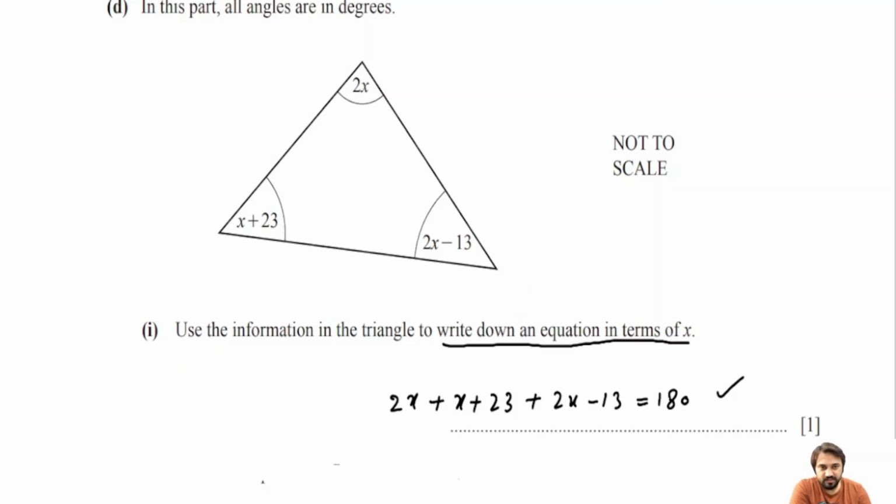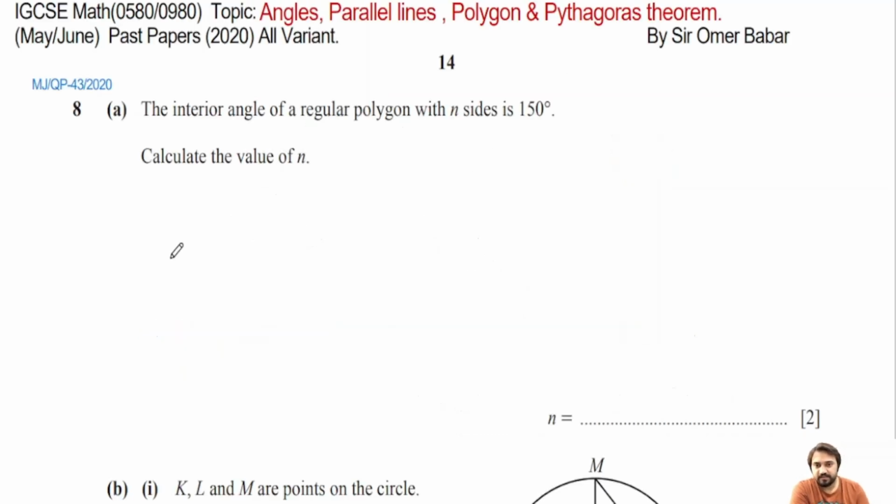Okay, moving towards our next question, the last question of this video, question 8, that appeared in 2020. The paper was 4 and the variant was 3. Part A says the interior angle of a regular polygon with n sides is 150 degrees. So this is the interior angle. 150 is the interior angle with n sides. Calculate the value of n. We need to calculate the value of n, the number of sides.